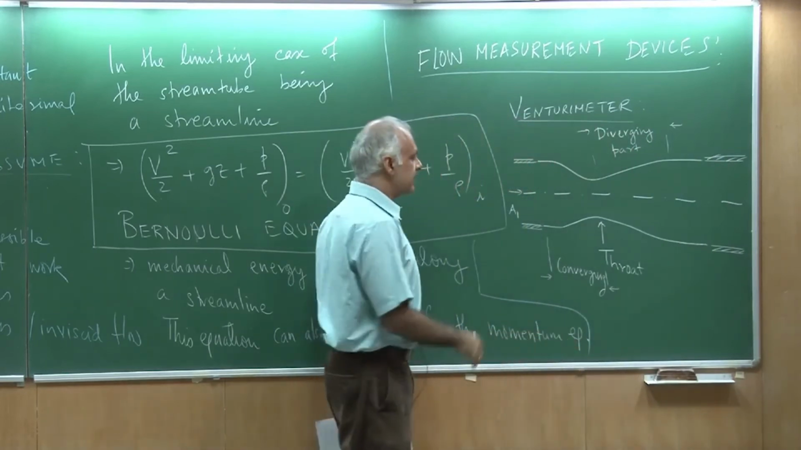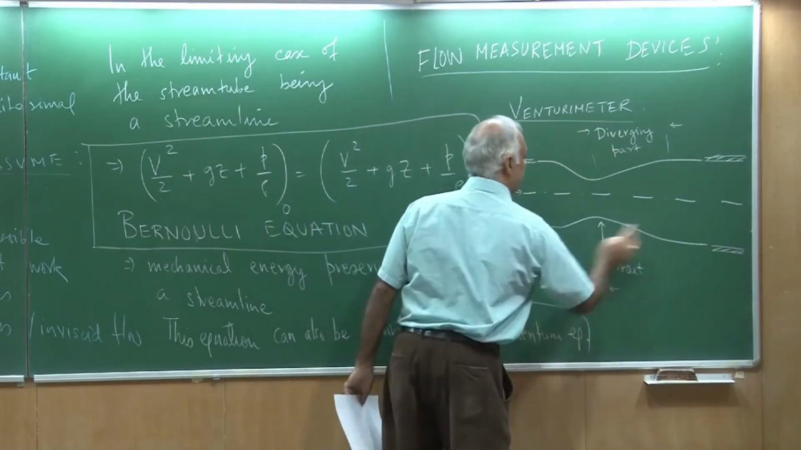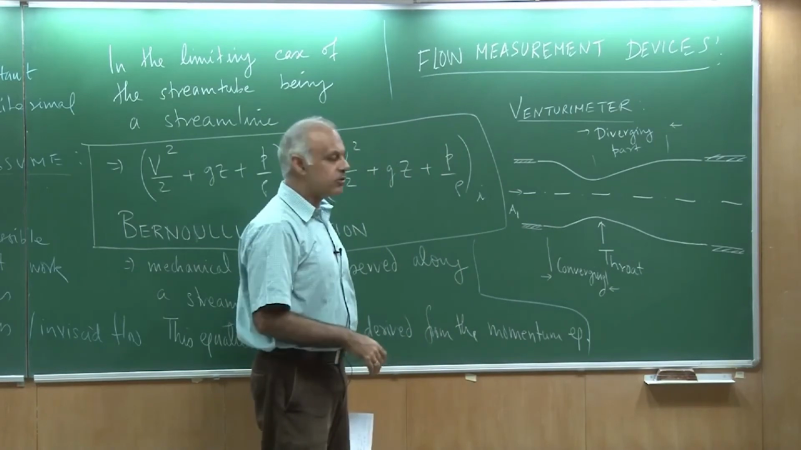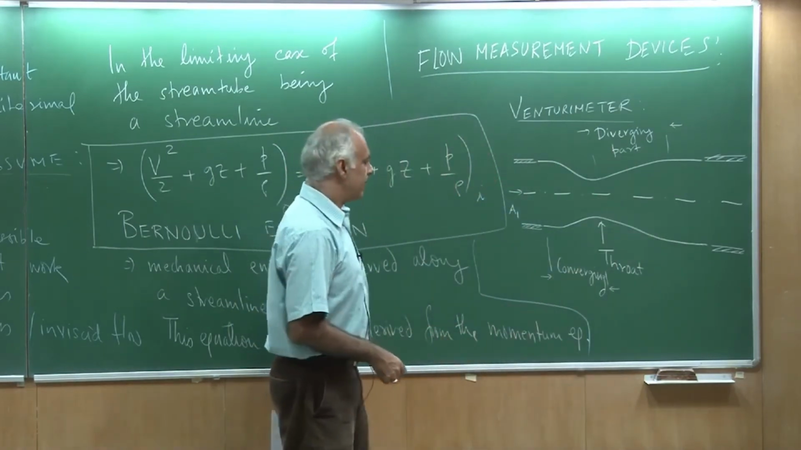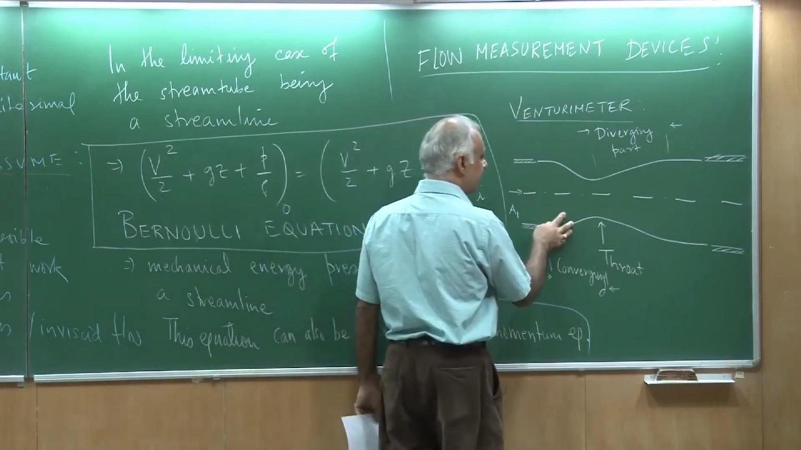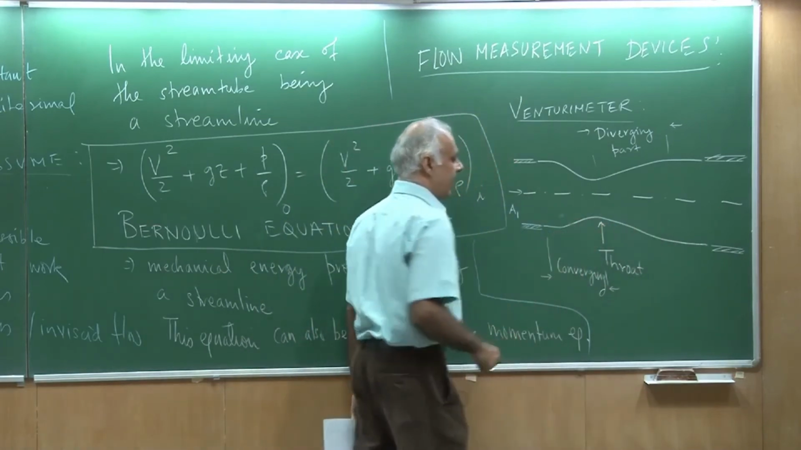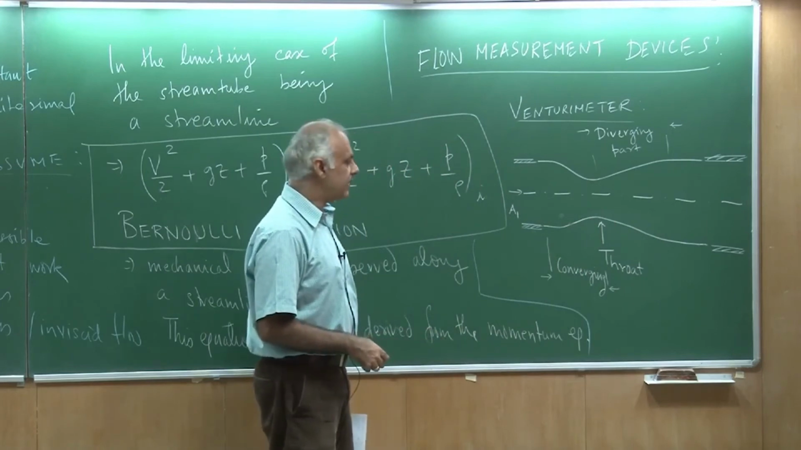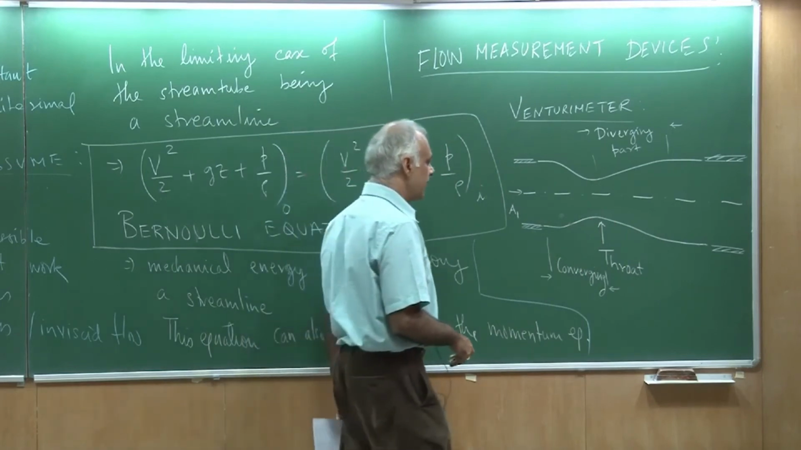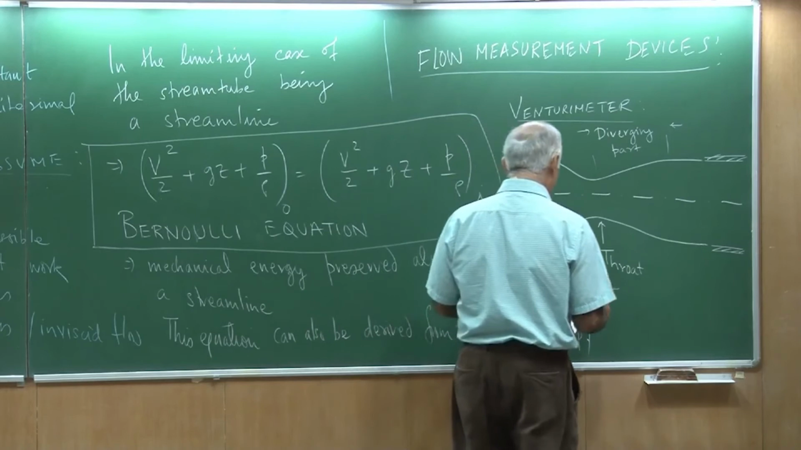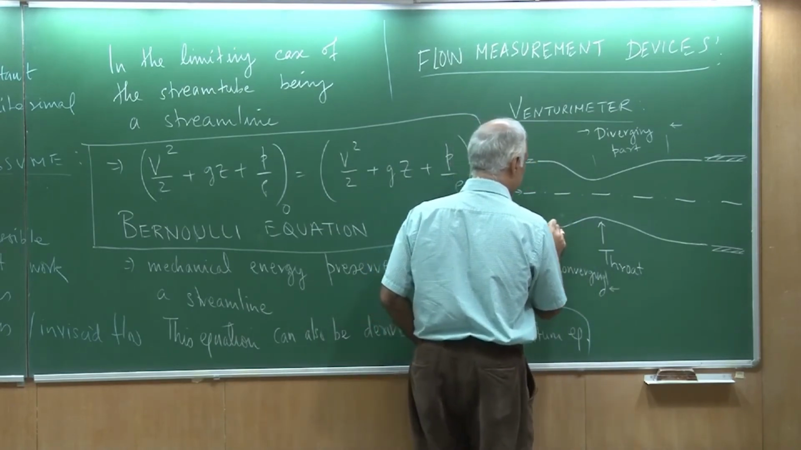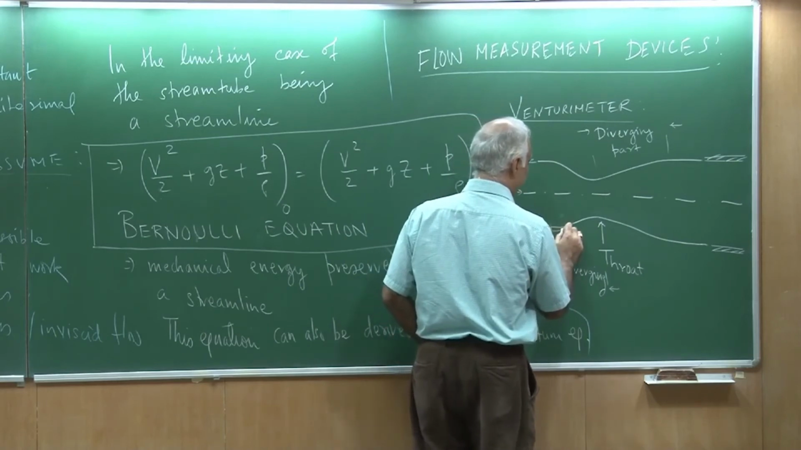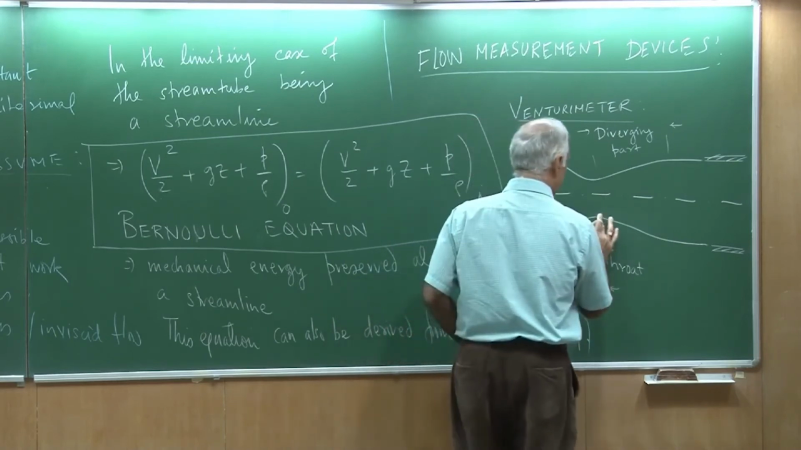So what I could do is that in between these two sections of the same pipe, I could insert this device which I am calling the Venturi meter. It consists of a converging part, a diverging part, and the minimum area region is known as the throat. What I am going to do is make two taps in this, pressure taps. So let me make the pressure taps.